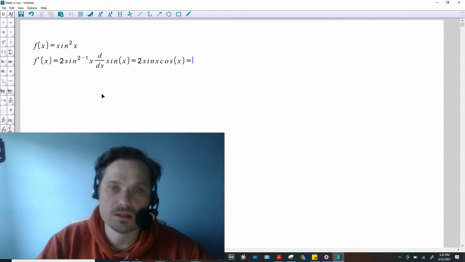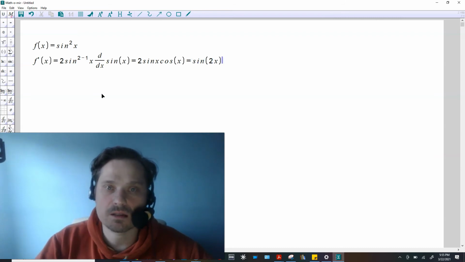You can just rewrite this as a single expression this way, so it becomes sine of 2x. It's more compact and it's allowed. That's an identity for 2 sine x cosine x.